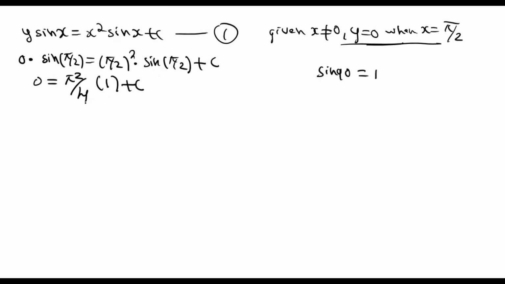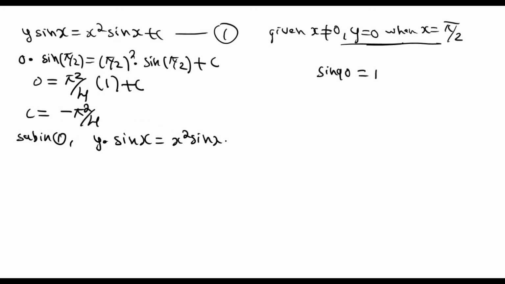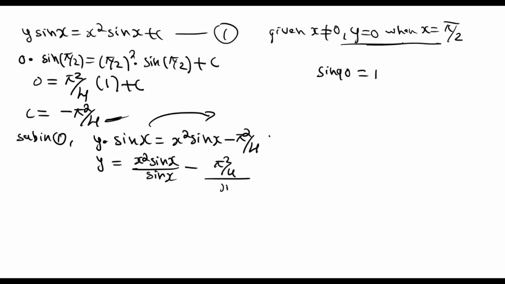Here pi square by 4 is there. Shift that to the LHS and you will get c is equal to minus pi square divided by 4. Substituting in equation 1, you will get y into sin x is equal to x square into sin x plus c value, which is minus pi square divided by 4. In the next step, shift the sin x to the RHS: y is equal to x square into sin x divided by sin x minus pi square by 4 divided by sin x.